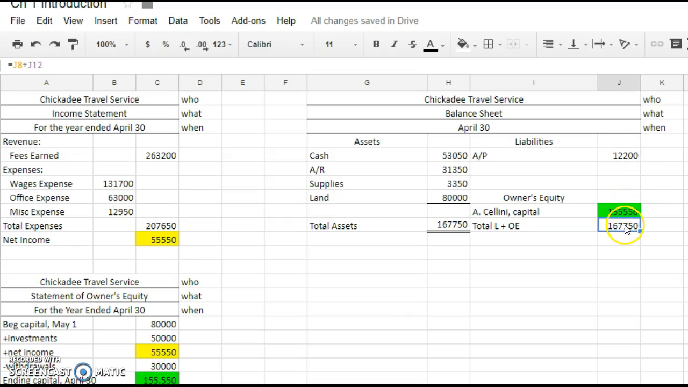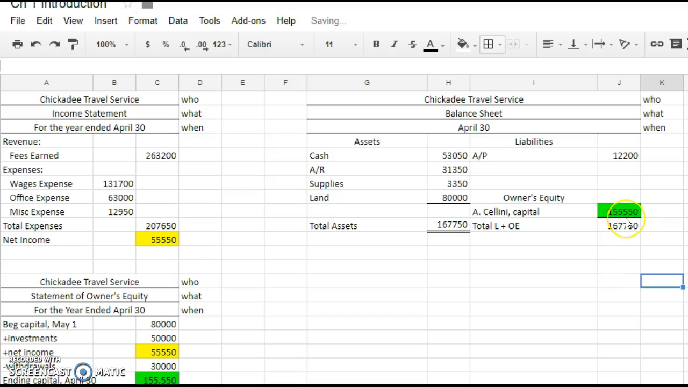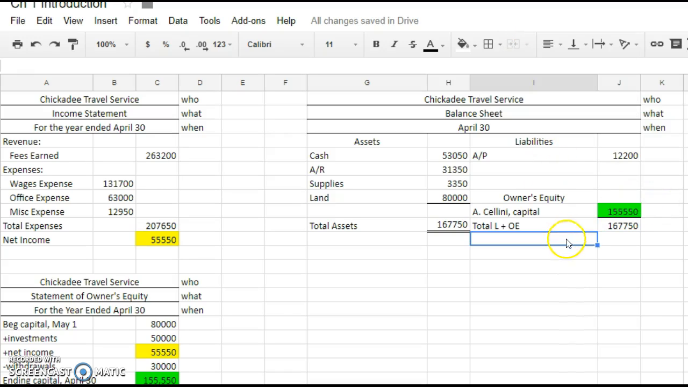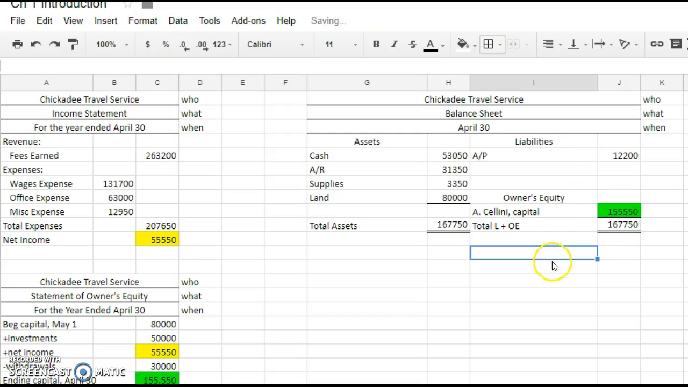Liabilities plus owner's equity gives me $167,750. My assets must equal my liabilities plus my owner's equity. Now I'm done, so I do have to put a single line. So let me change mine to a single line underneath the $155,550, and then I'm going to double line because I'm done with that number under total liabilities and owner's equity. So these two numbers should equal.